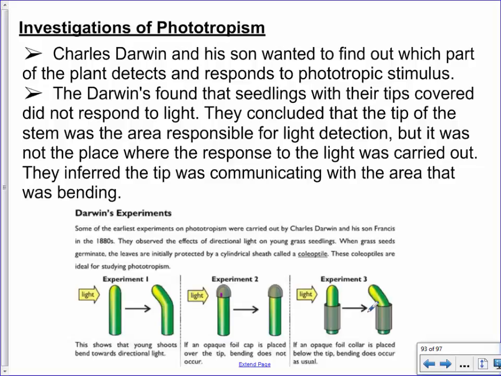What does he infer from that? The tip is the important part of the plant then, right? The tip is the part that actually recognizes and responds to light. The actual stalk of the plant apparently is not as important as the tip.